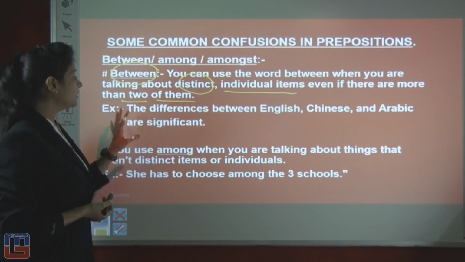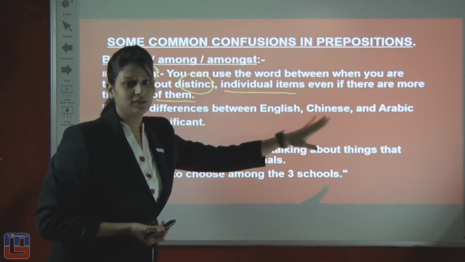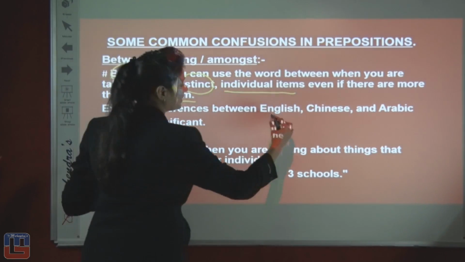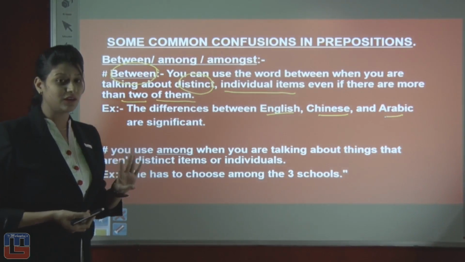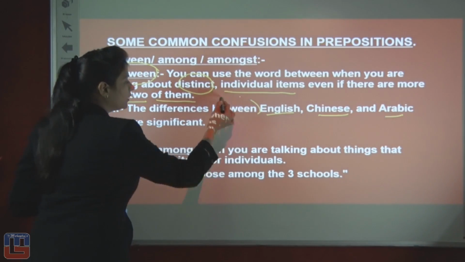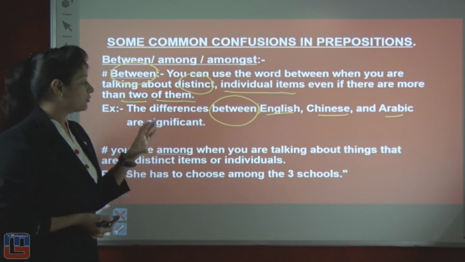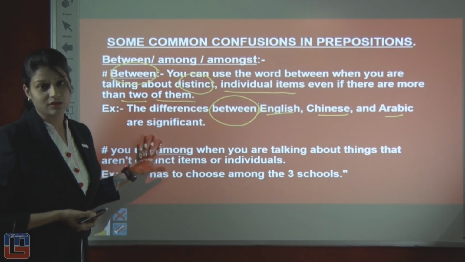As you can see here, the differences between English, Chinese and Arabic. Now here three different expressions are given. One is English, the other one is Chinese and the third one is Arabic. I am talking about three different languages, but still I use the word between. The reason is they are individually written over here. So the differences between English, Chinese and Arabic are significant.